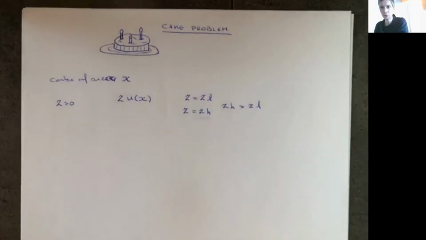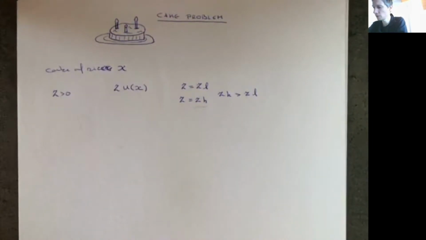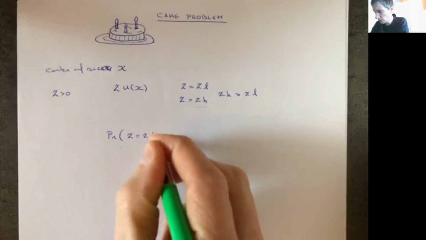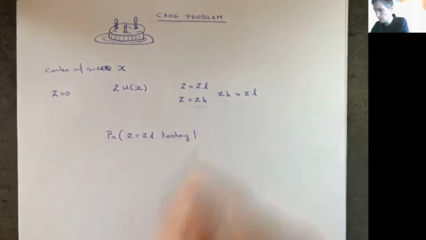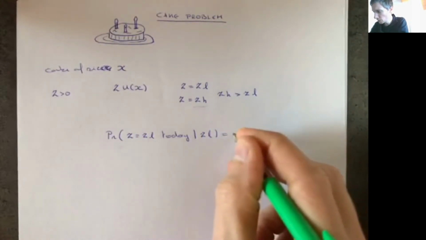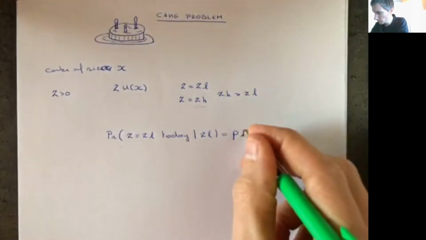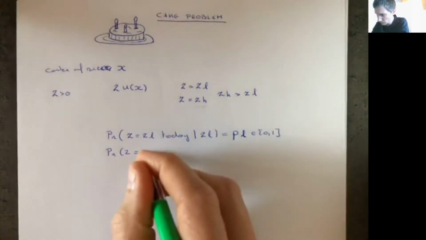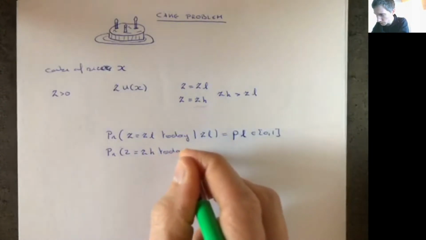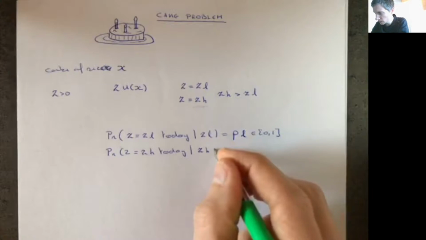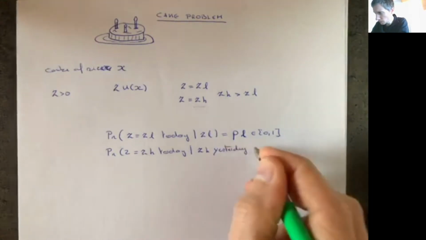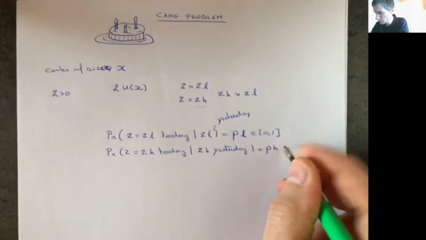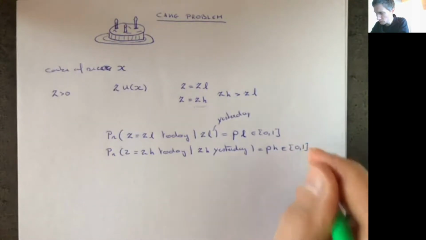And you assume that taste may change over time, and this change over time is a stochastic process. So the probability that z is equal to z_L today, given that it was z_L yesterday, we will set equal to some value p_L, which is between 0 and 1. And the probability that your taste is equal to z_H today, given that it was z_H yesterday, we will set equal to p_H, which is also between 0 and 1.